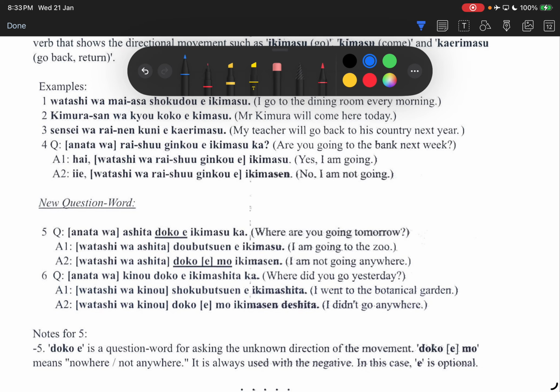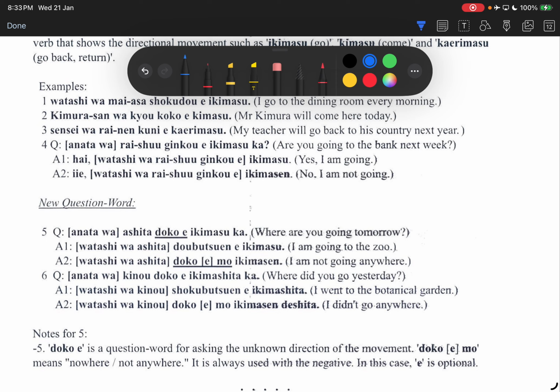Number 5. 明日どこへ行きますか? The new question word here is where. We want to ask, where are you going to? So どこへ. どこ is where, へ is to. So, where to are you going? Then A1 replies, 動物園へ行きます. So, go to the zoo.